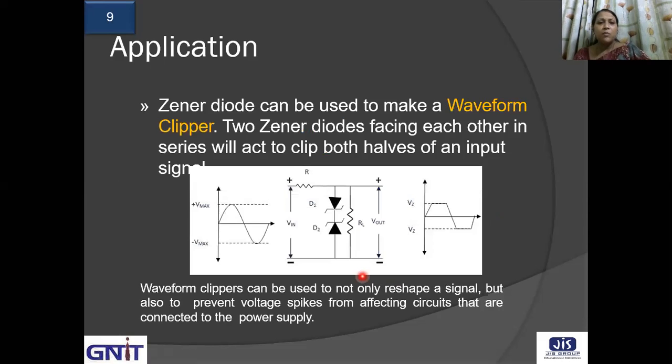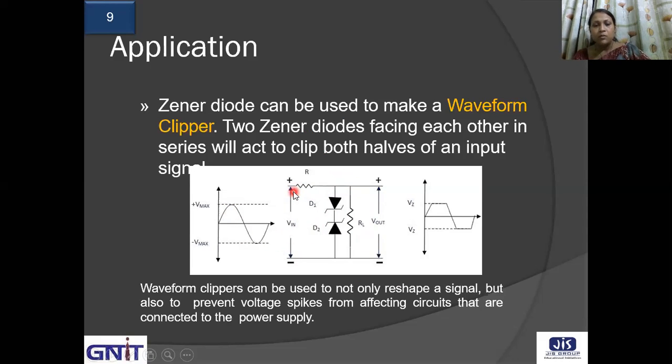So Zener diode can be used as a clipper also, because for the positive half cycle, this Zener diode is in breakdown, and for the negative half cycle, this Zener diode is forward biased. And when this diode is forward biased, it is short. We can't get that much of the waveform across the output. The rest of the waveforms are going.